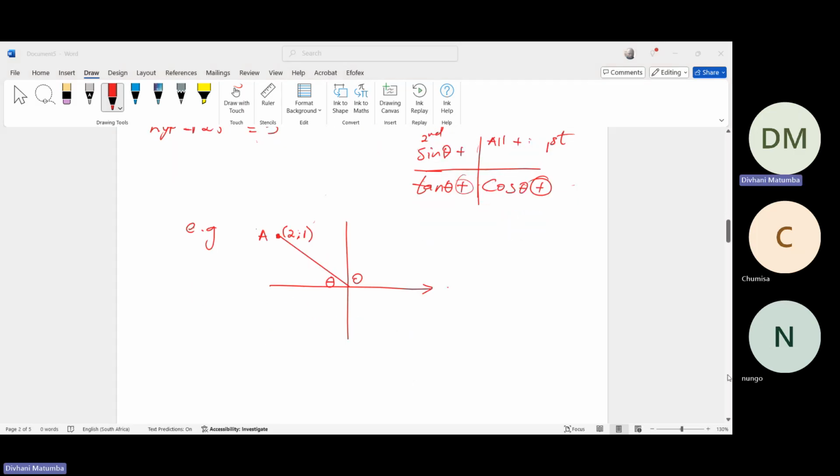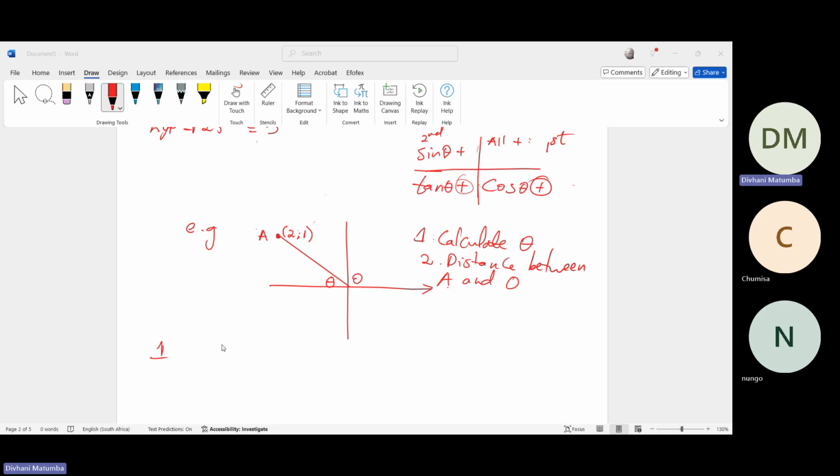Okay, if they say calculate number 1, calculate angle theta. Number 2, what is the distance between A and O, which is the origin? Okay, the first one, we can do it quickly because we are running out of time.